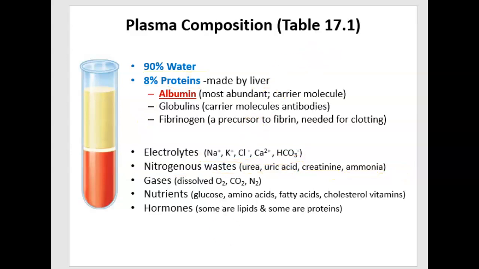Because we talked about the transport of gases by blood, you know that there are gases, but they're found in the plasma as well as in cells, but we're just focusing on plasma now. So there's dissolved oxygen in the plasma, dissolved carbon dioxide, and dissolved nitrogen. Also in the plasma are nutrients like glucose, amino acids, fatty acids, vitamins, cholesterol, you name it, nutrients, and hormones, which we talked about in A and P1.